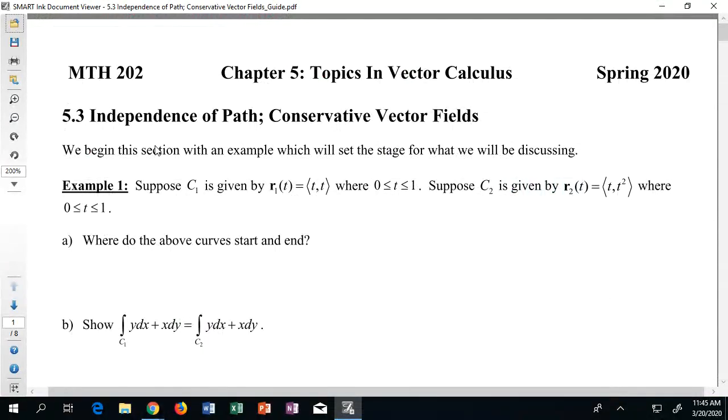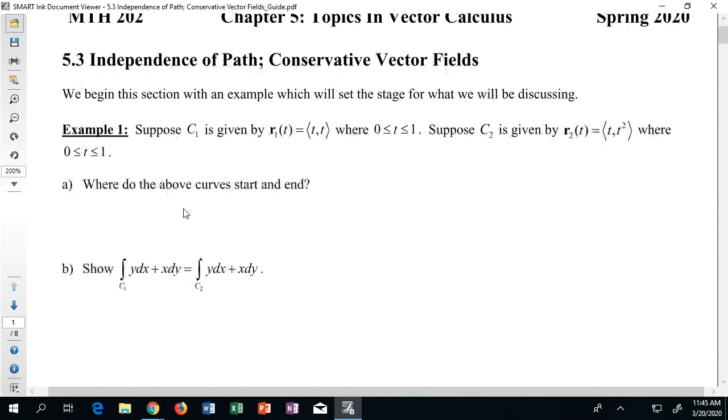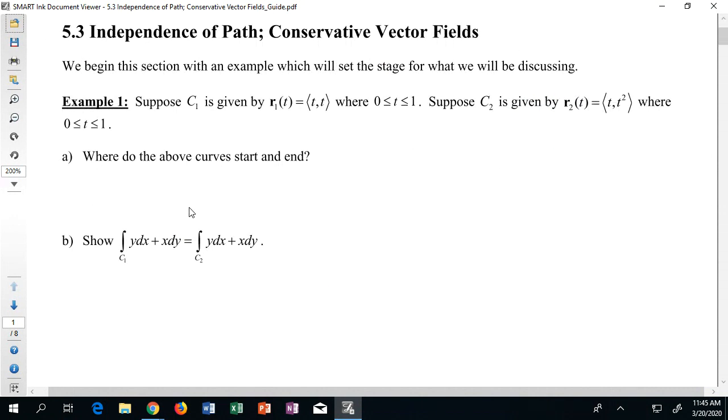In this section, we're going to take a look at several different concepts about line integrals and some of their applications. What we're going to see here at the start in example 1 is going to be a nice motivating example to help us understand the types of questions we want to start to ask in this section. So take a look here at example number 1.